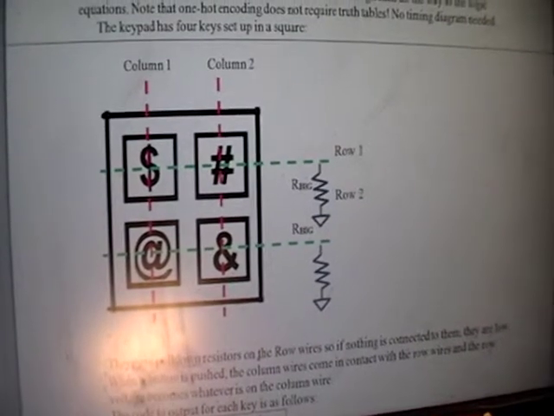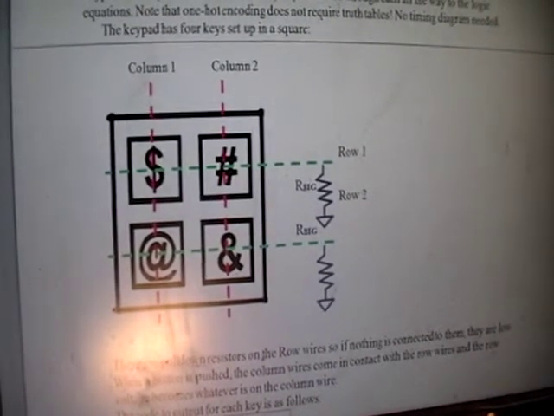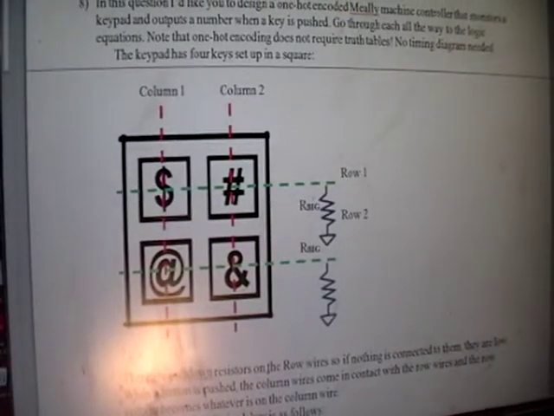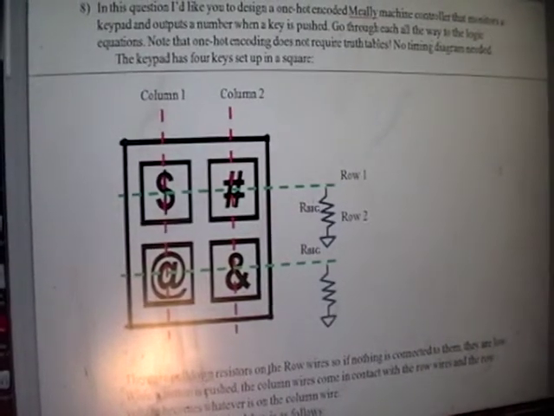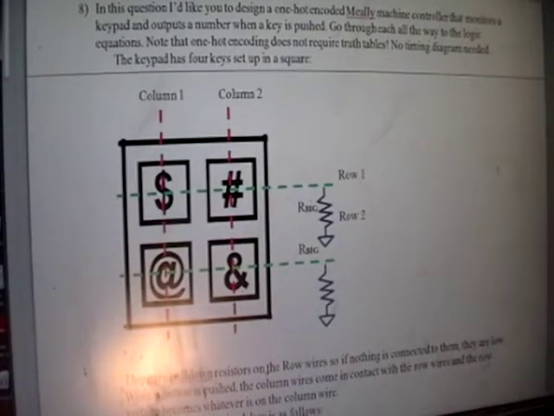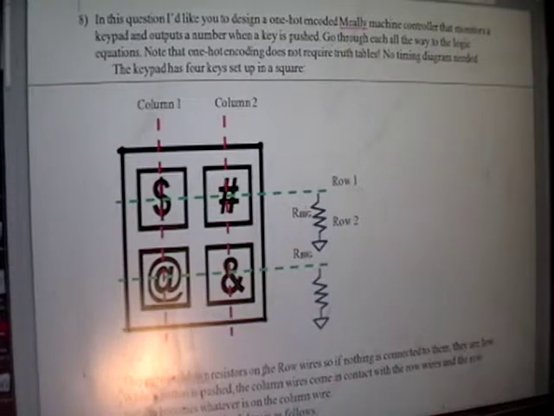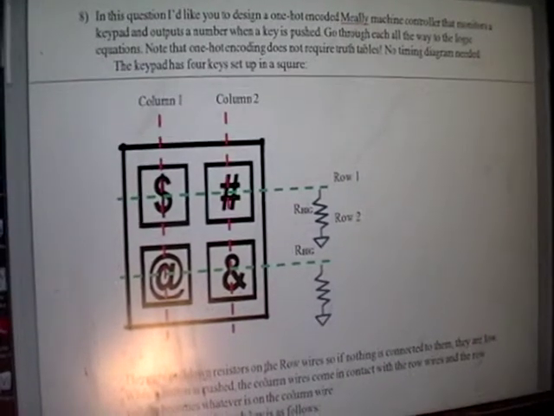Underneath the keypad, so that's just the buttons that you push, there are 2 wires going from up to down, that's the red, and then there's 2 wires going left to right, those are the green dotted wires. Up and down are called column 1, column 2. The wires across are row 1 and row 2.